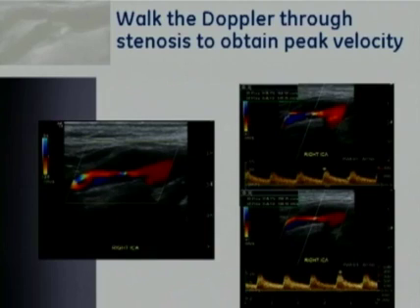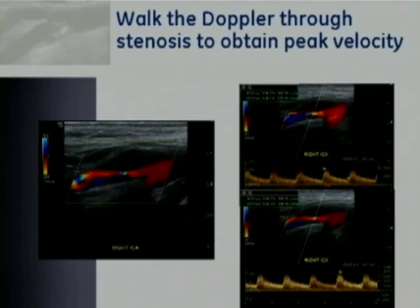Now we want to walk the spectral Doppler through areas of stenosis to obtain the peak velocity. And what I mean by that is we're looking here with color at the area of the stenosis. I'm going to place my Doppler sample volume proximal to that point, and then in real time I'm going to move it slowly through the area of the stenosis, listening with my ear for the highest pitch sound and watching the waveform for the highest peak. And that's where my highest velocity is.